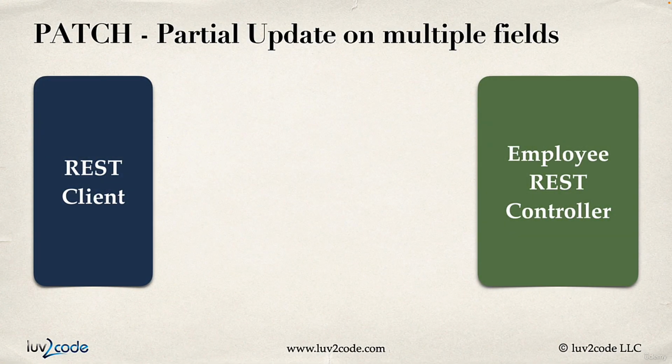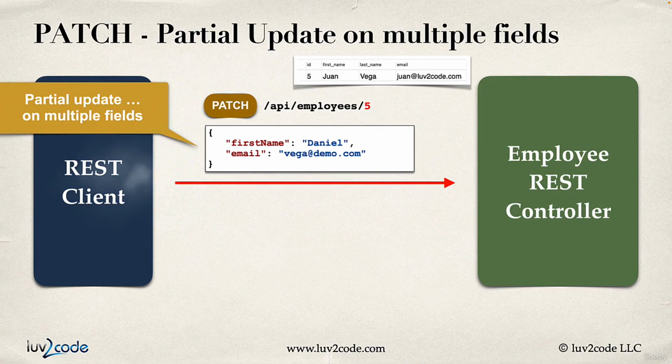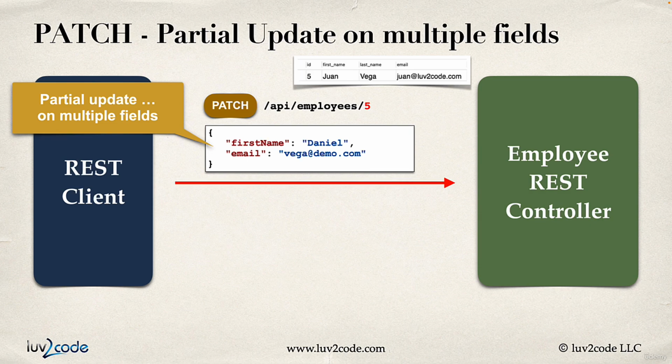And also another thing I want to mention is that in the previous slide, we showed an example of simply doing a partial update on a single field. Well, you can also do a partial update on multiple fields. You simply list those fields in the actual patch payload. Here, we do the partial update on multiple fields.